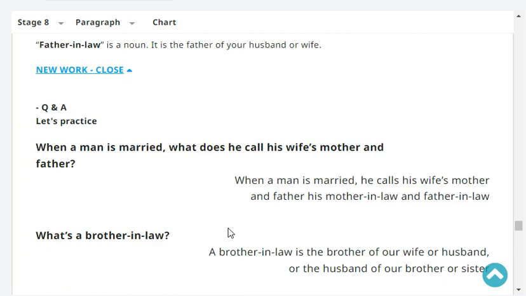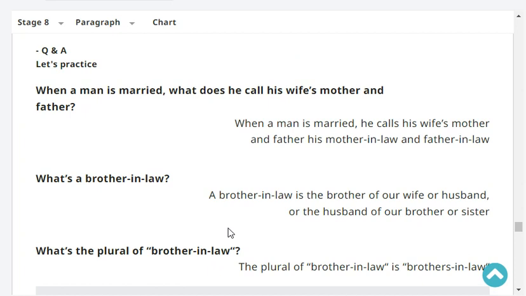Let's practice. When a man is married, what does he call his wife's mother and father? When a man is married, he calls his wife's mother and father mother-in-law and father-in-law. What's a brother-in-law?